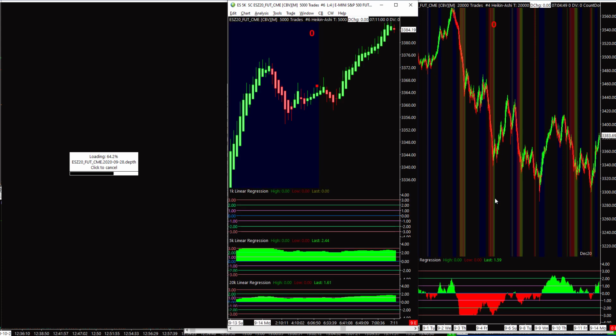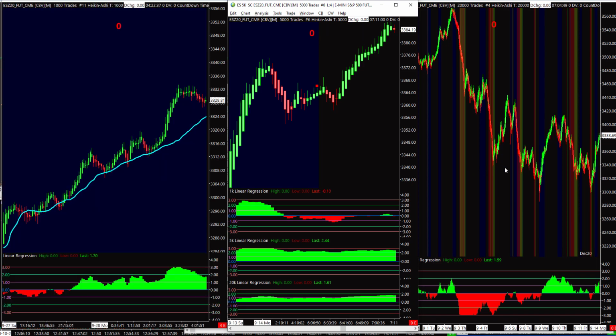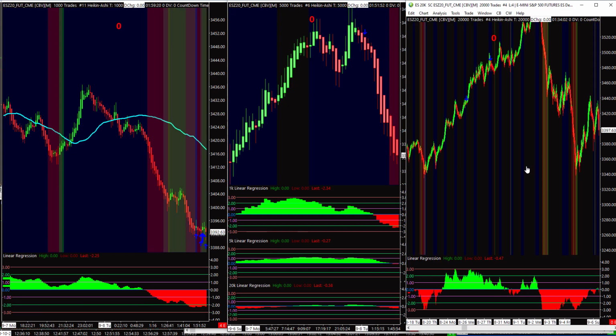Hopefully these charts load soon so I can show you the setup here. But I got all these market depth files that it's got to go through and load. Okay. And then I got the tick. It's a pretty heavy chart that I have here. All right, let's try this again.